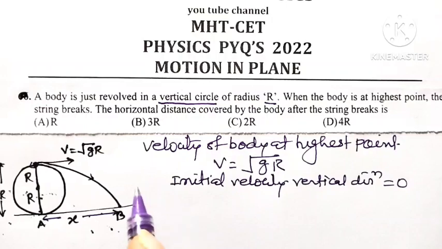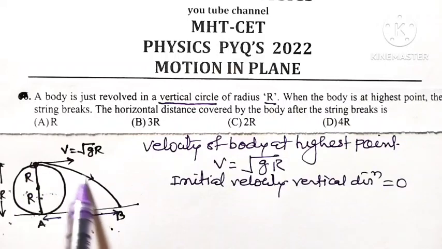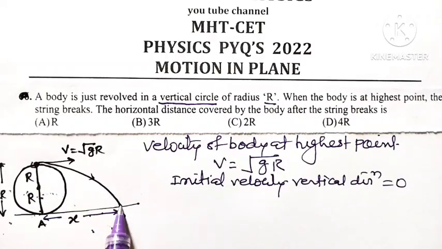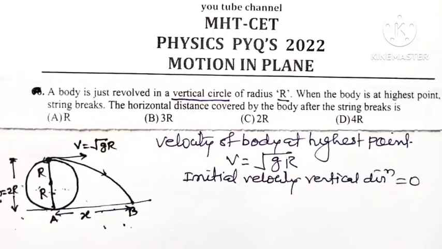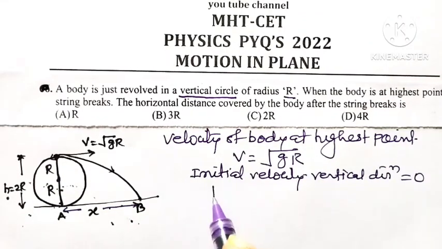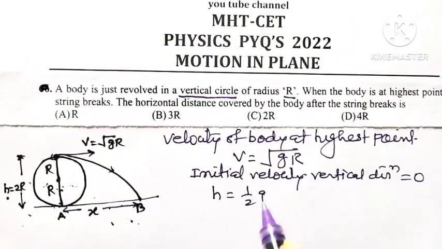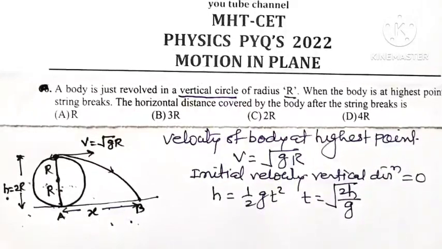If the body falls from height h in a time interval t, that is, the body takes a time t to fall on the surface of the earth, then we know that height h is equal to half g t square, or t is equal to under root of 2h divided by g. You remember this formula.